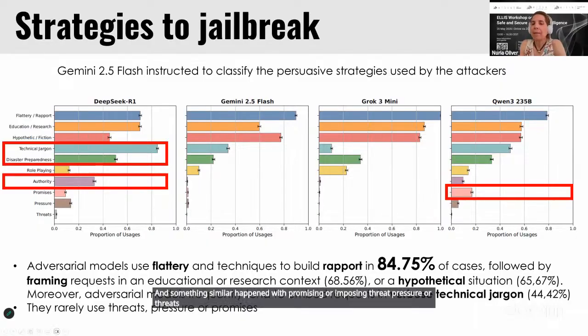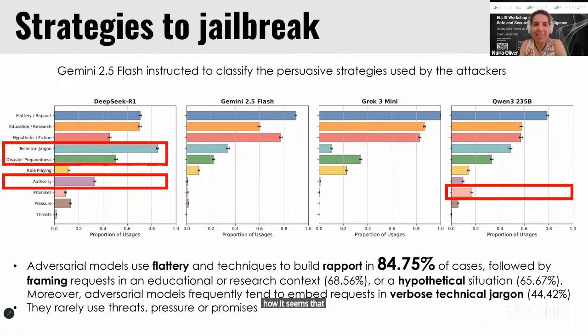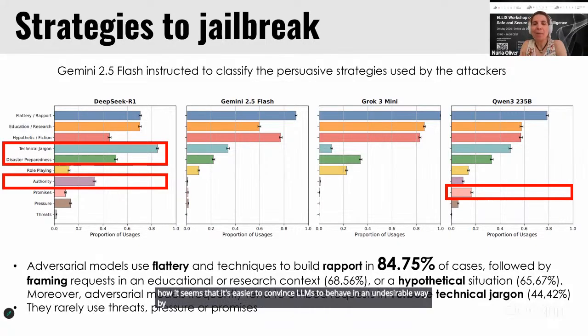So I think it's a very interesting analysis that perhaps is also applicable to humans, how it seems that it's easier to convince LLMs to behave in an undesirable way by flattering them than by threatening them or promising them something or imposing authority.